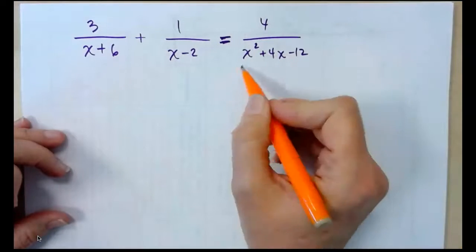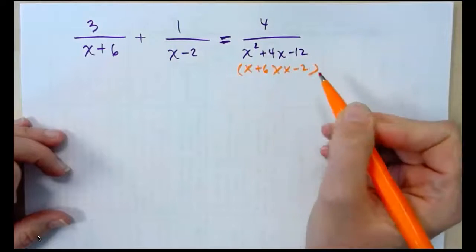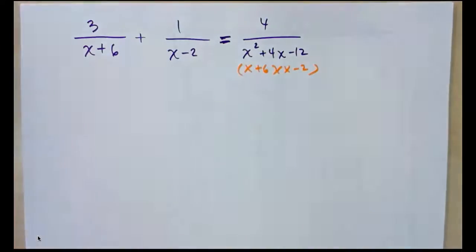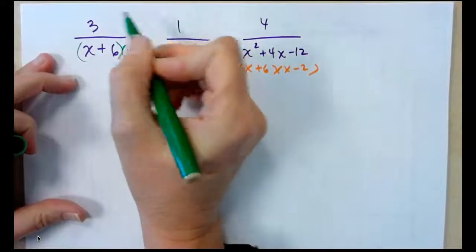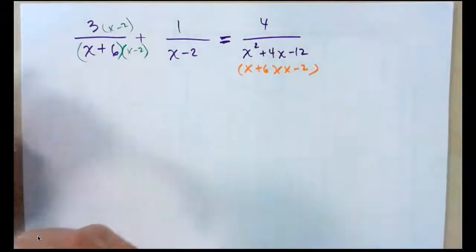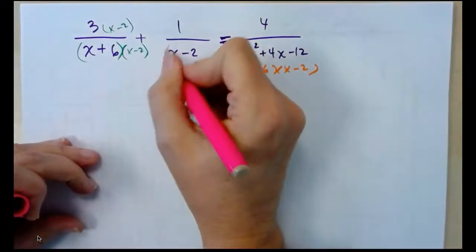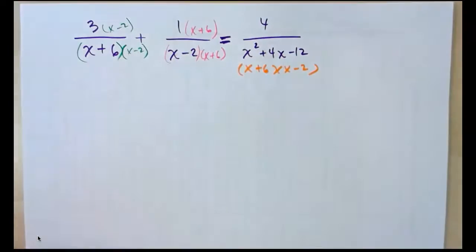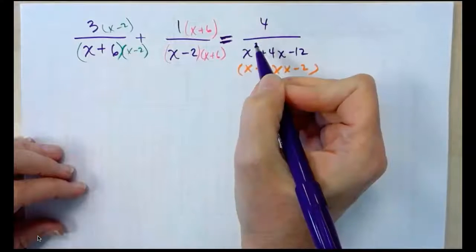So if we factor this denominator here, we get x plus 6 times x minus 2. So this is going to be our least common denominator. Now we can see what's missing over here. On the left-hand side, if we have x plus 6, then we are missing the x minus 2. Whatever we do on the bottom, got to do on the top. And then in the second fraction, if we have x minus 2, then we are missing an x plus 6. And now we've got the common denominator all the way across this equation.